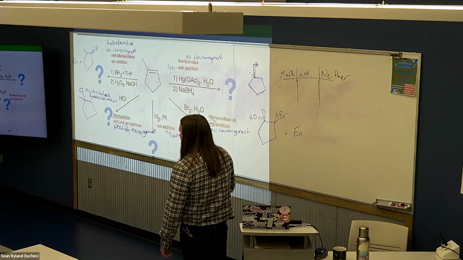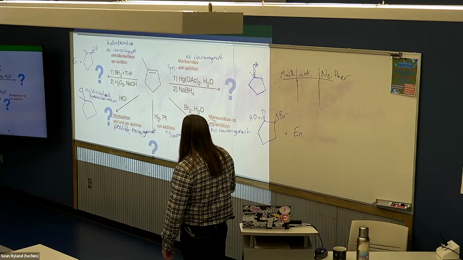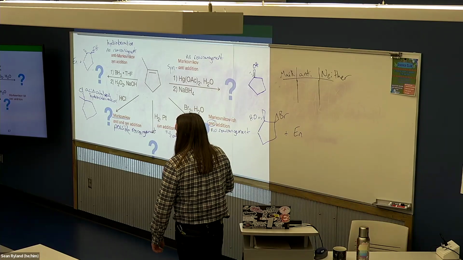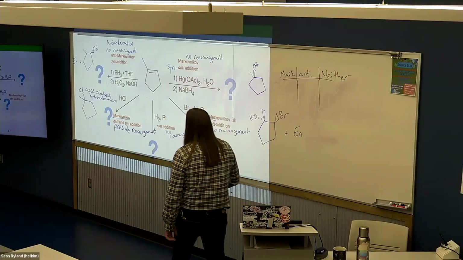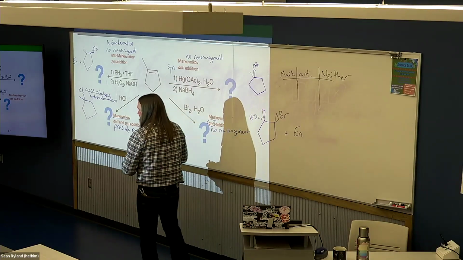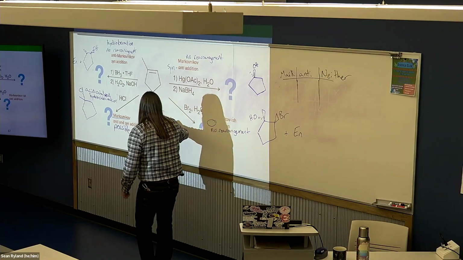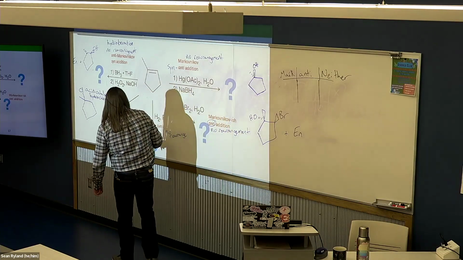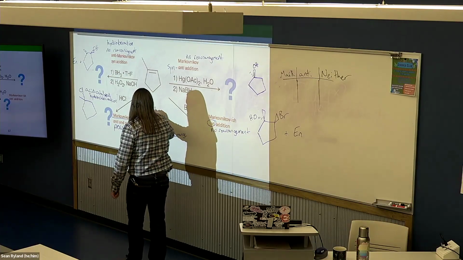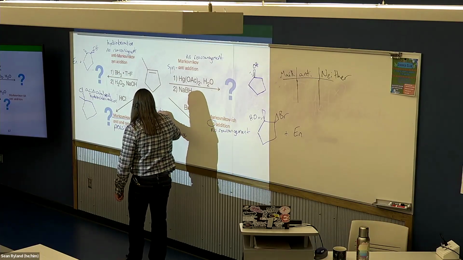Last one's the easiest one. Hydrogenation: you break a pi bond and add hydrogen to both sides. So you just take it from being an alkene to an alkane. I'm gonna draw it up above. Hydrogenation.